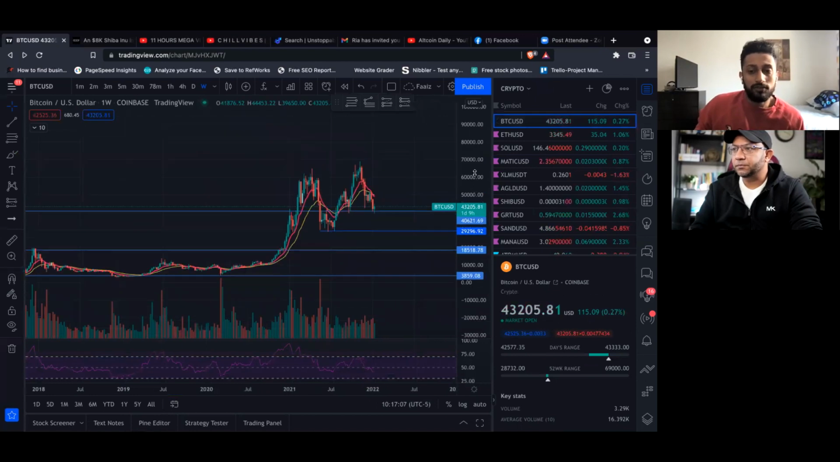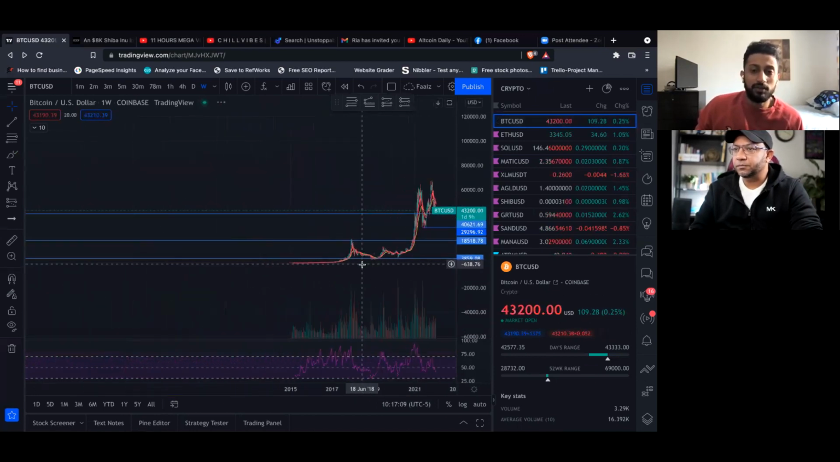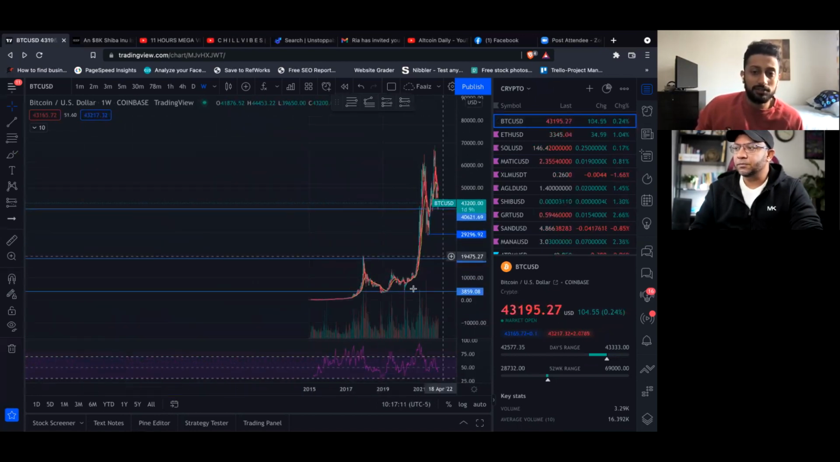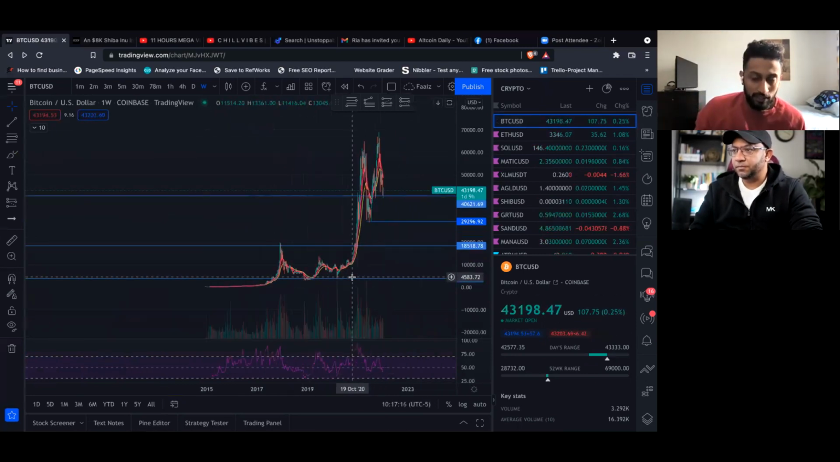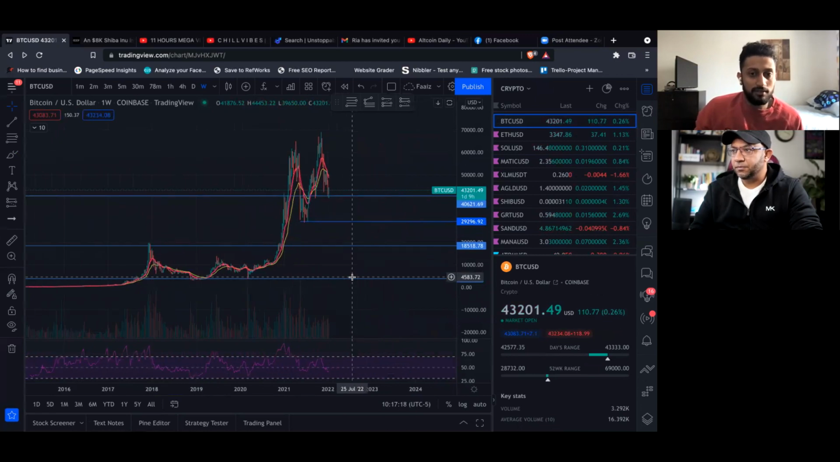Okay, so if you remember from last time, I said when we make our support and resistance, I always start from the weekly and I make the all-time high and then the all-time low. So when I come to identify trends, I would also usually start from weekly.